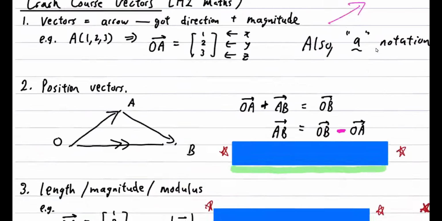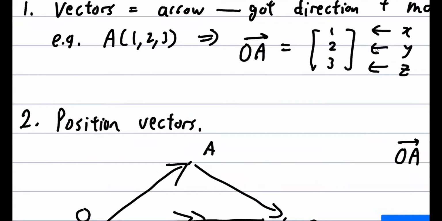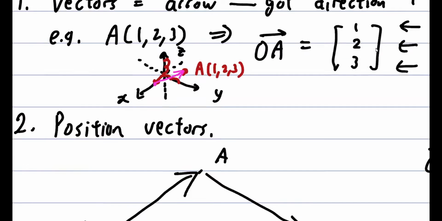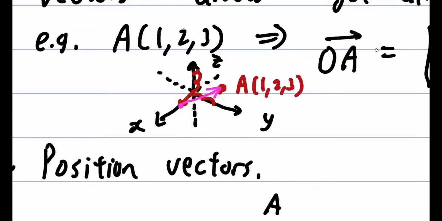If you can imagine, you don't really need this, but just for fun, this is the x-axis, y-axis, and z-axis. Then where's (1, 2, 3)? Maybe somewhere here. 1 unit in the x, 2 units in the y, and 3 units in the z. So it ends up somewhere here. This is A, (1, 2, 3). And then what is a position vector OA? It means you start from point O and you move towards point A. Pink color, can you see? Okay, that's vector OA in 3D space, but you don't really need to visualize this.